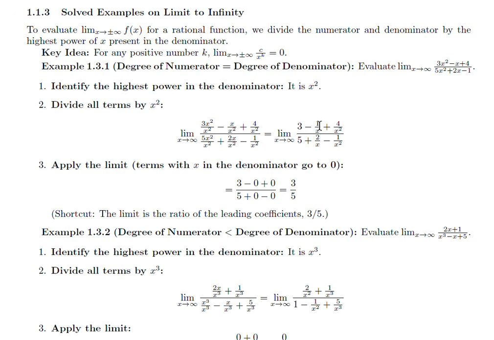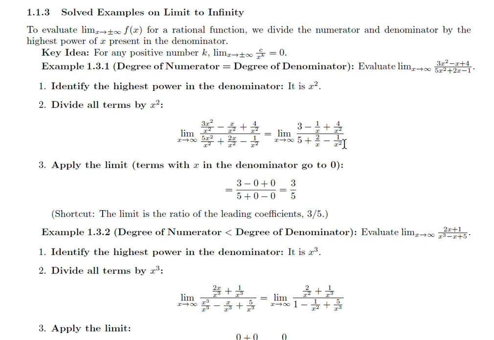Now, remember the rule I said: a constant over x raised to any power is 0. So all this 1 over x, by the time we plug in our limit, becomes 1 over infinity. 1 over infinity we are saying is 0. 1 over infinity squared is 0. 4 over infinity squared is 0. 2 over infinity will be 0.